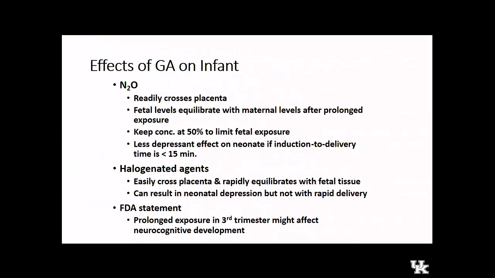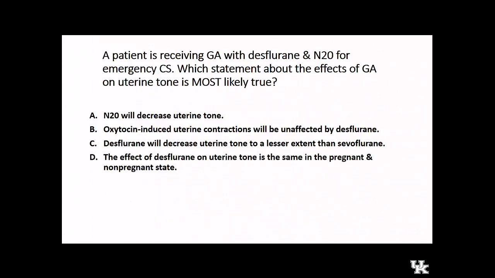Your halogenated agents also easily cross the placenta and rapidly equilibrate with fetal tissue. So if you don't have a rapid delivery, again, if it takes a long time to get the baby delivered, you can see some neonatal depression from those volatile agents. Just be aware the FDA does have a statement out there that prolonged exposure, so that may be if you're doing a long surgery, not an emergency C-section, might affect neurocognitive development, just like there's that concern in babies also. There's no real evidence to support that, but the FDA statement is out there.